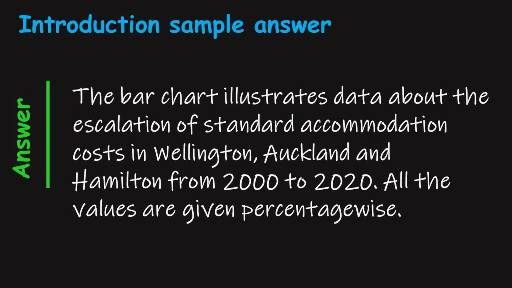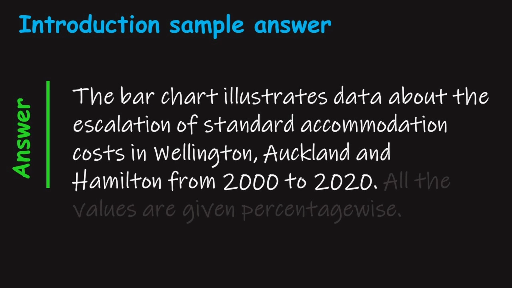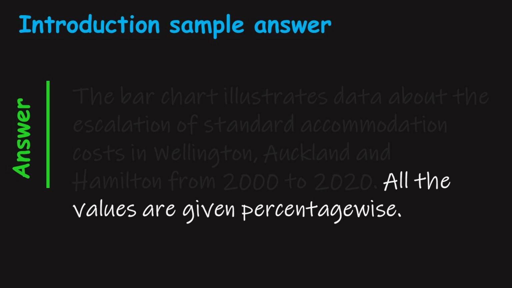Here you can see the introduction that consists of 2 sentences. The first sentence is just the paraphrased task. The second sentence is the description of the units of measurement. The second sentence is not shown in the task description, but is mentioned as a recommendation for the Band 9 introduction. You will always find this information on the bar graph. It is the units of measurement. I wrote, all the values are given percentage-wise.